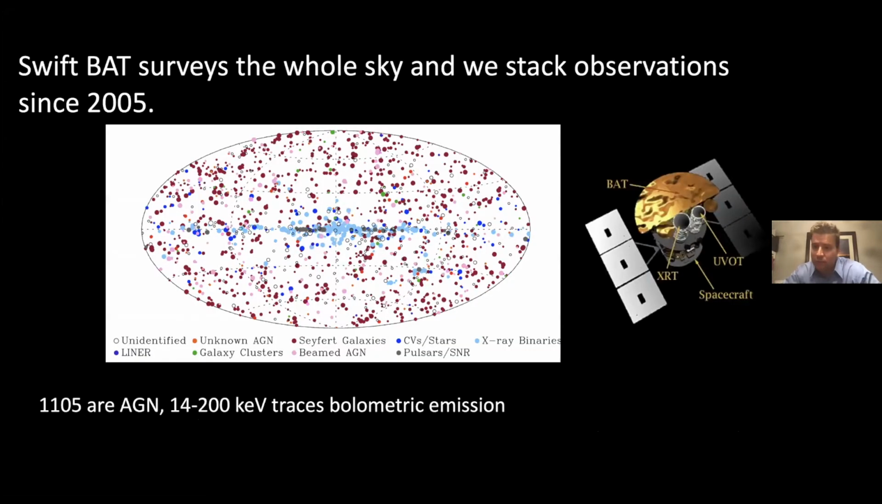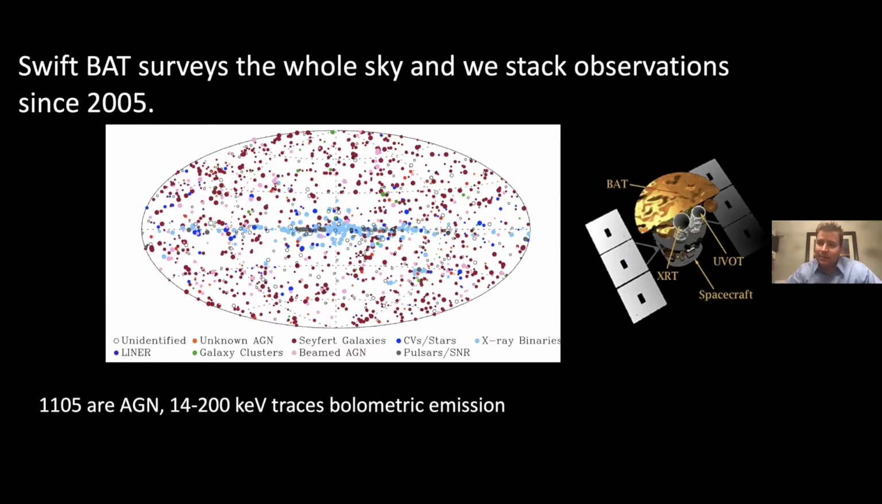To give you an overview of what the BAS survey is, it's basically taking observations from Swift-BAT over the last 15 years and stacking them on the whole sky to get a deep, sensitive hard X-ray survey. So we're tracing things in the 14 to 200 keV range. We have about 1,100 AGN. The figure shown here is basically the whole sky. You can see the red dots are the AGN, and the galactic plane in blue is galactic sources. So I'm going to be focusing on the AGN.